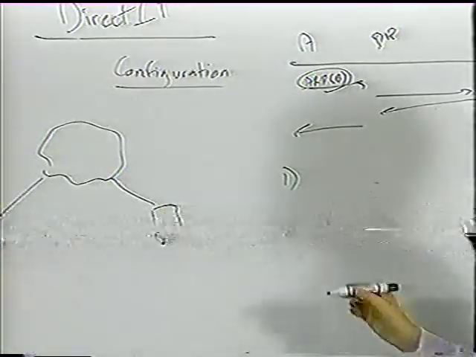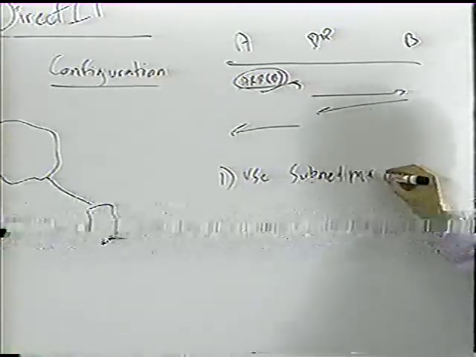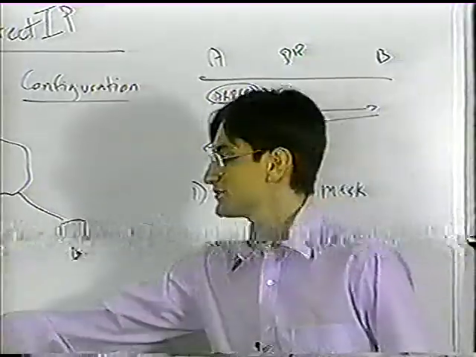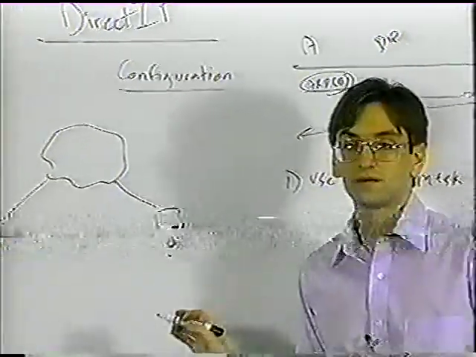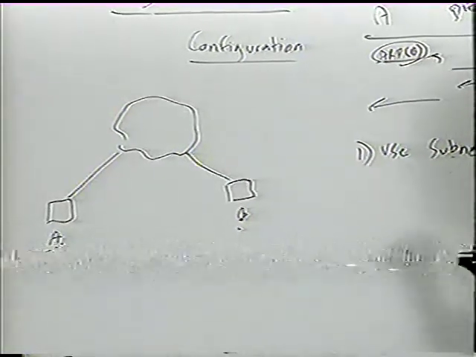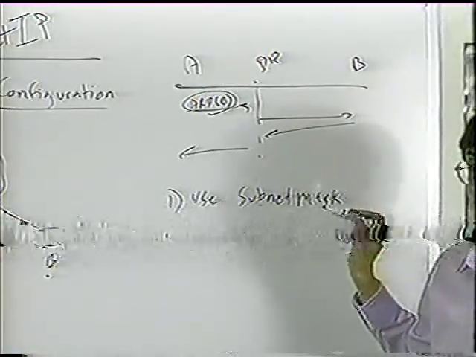So number one, we can use subnet mask to put these two hosts on the same subnet. But notice that the direct IP switch is doing all sorts of broadcast filtering here, and also is doing security.